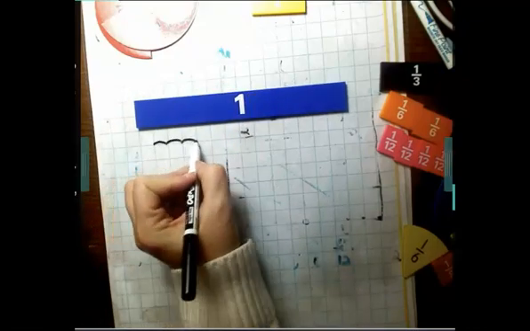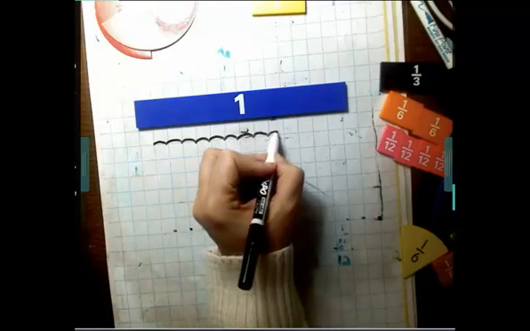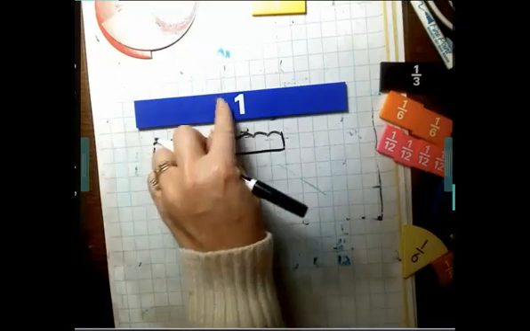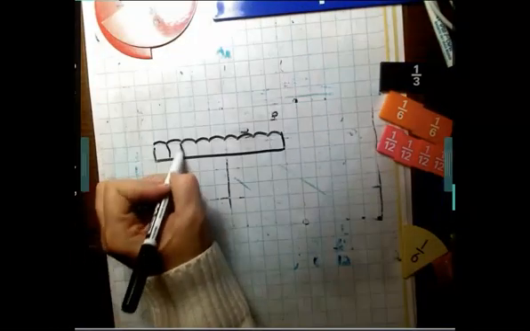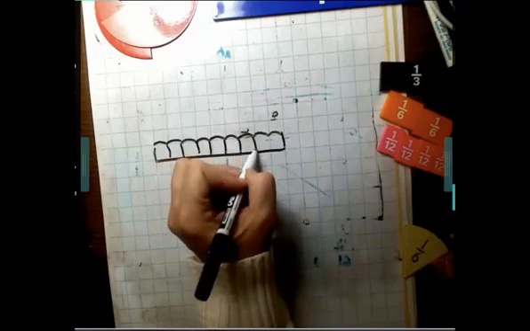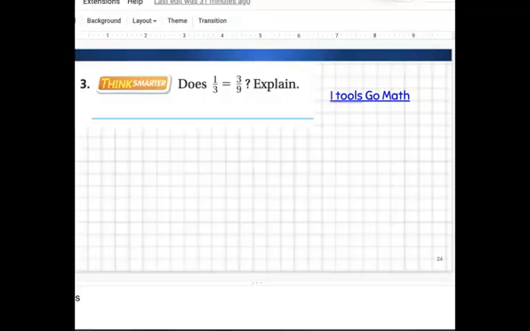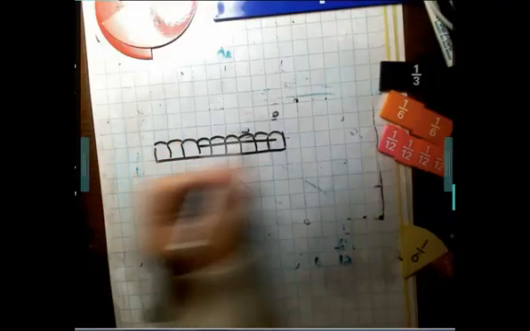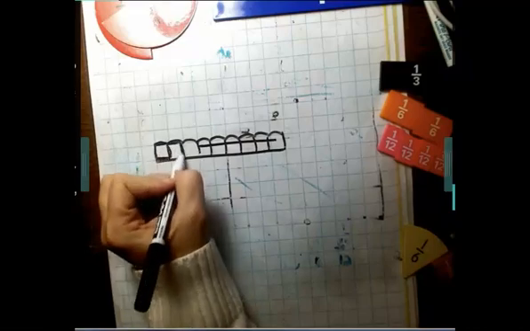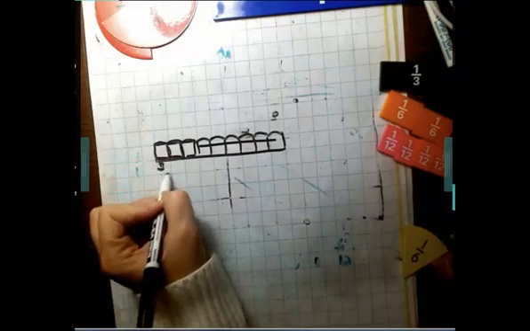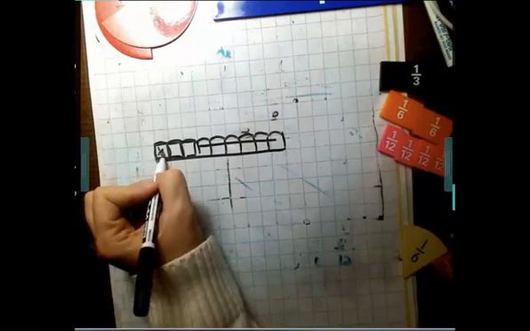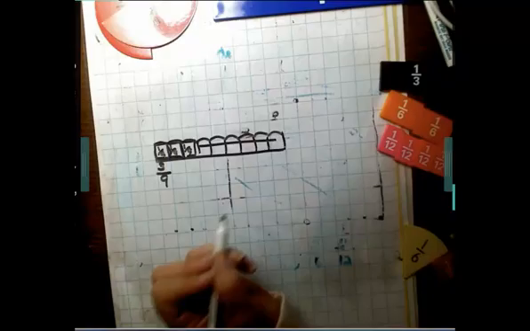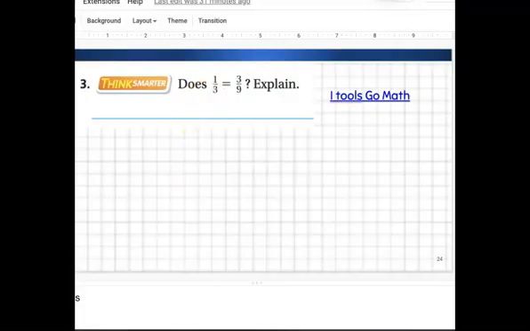1, 2, 3, 4, 5, 6, 7, 8, 9. So here's a whole, it's not the same size as this one, that I have broken up into 9 pieces. And according to my problem, I have 3 of them, right? So I have 1, 2, 3. That's 3/9ths. Each one of these is 1/9, 1/9, and 1/9. So is that equivalent to 1/3? Well, that would mean I would be breaking up my whole into how many pieces? 3 equal pieces, and I would have 1 of them.